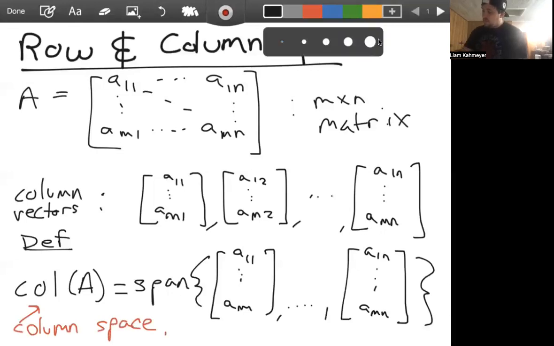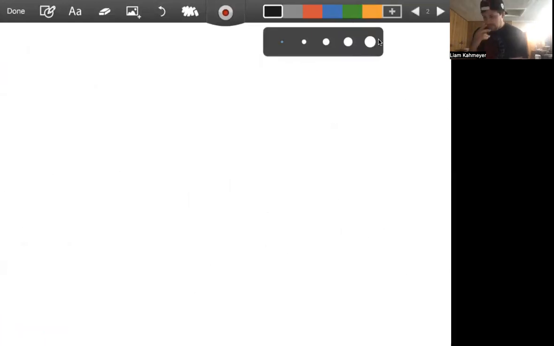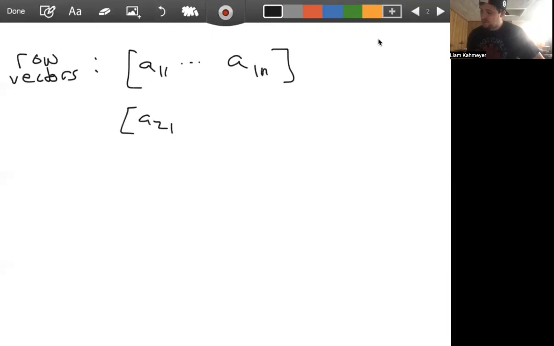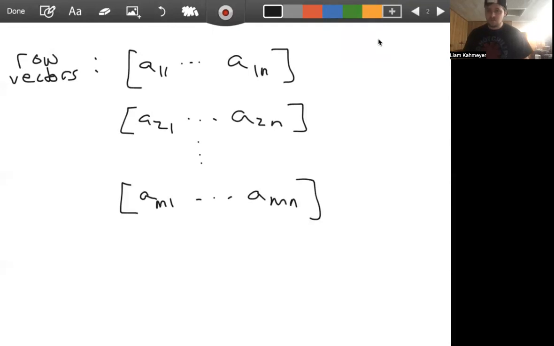Okay, cool. What about the row space? Well, you may be able to guess what the definition would be. What are the rows? What are the row vectors here? The row vectors are going to be A11 through A1n, A21 through A2n, et cetera, and then AM1 through AMN. These would be your row vectors.